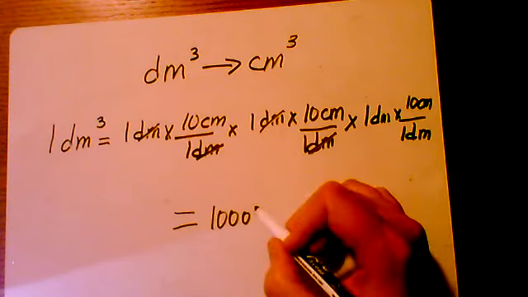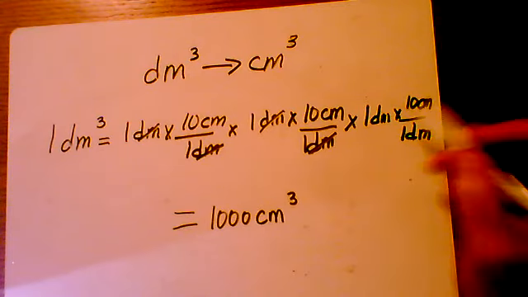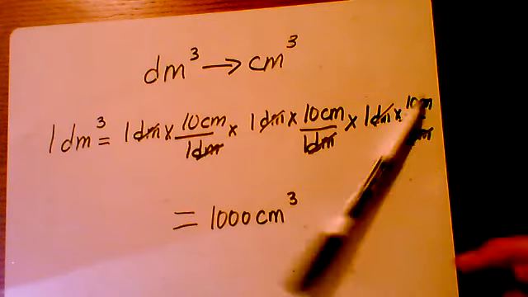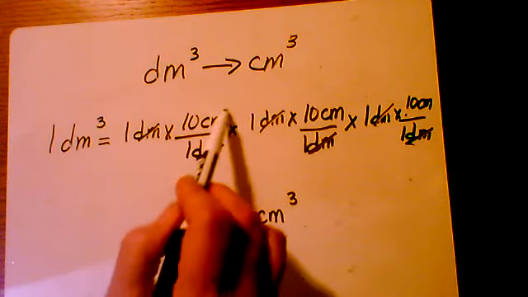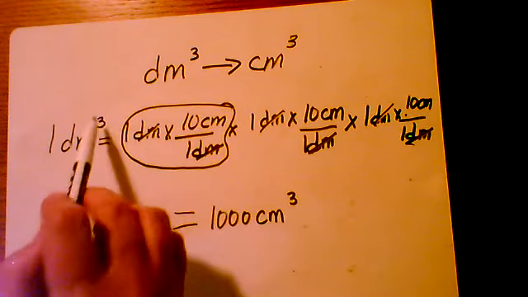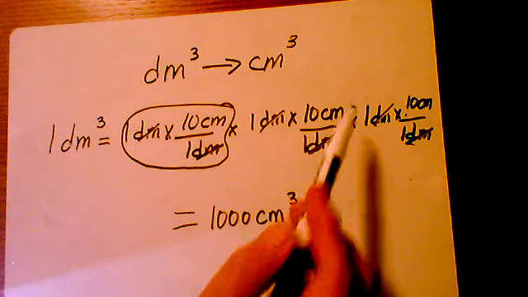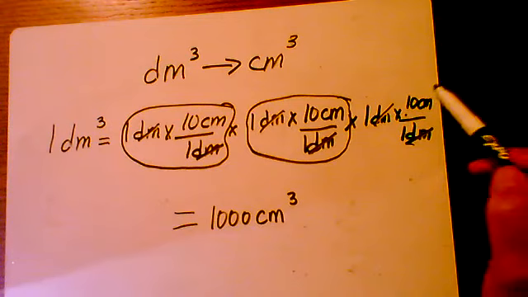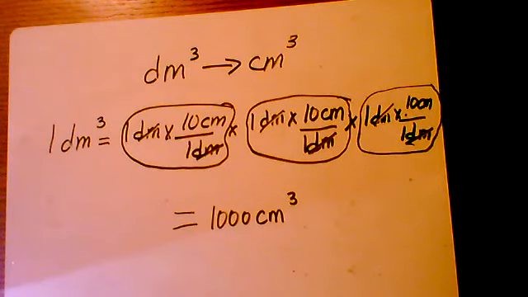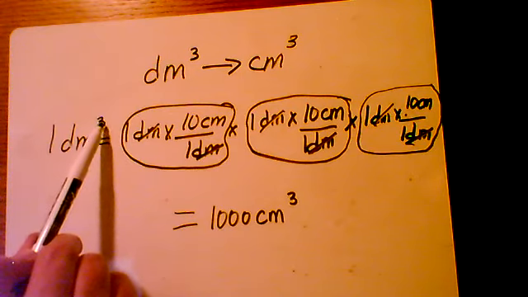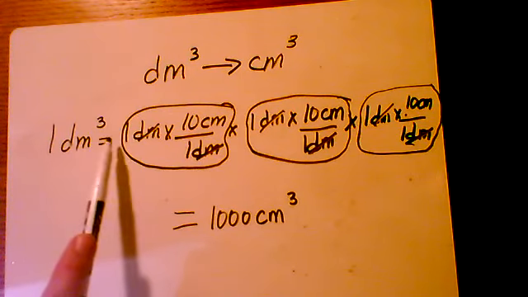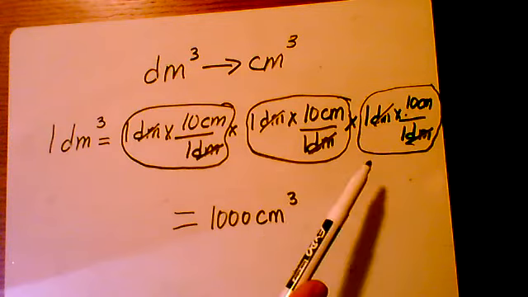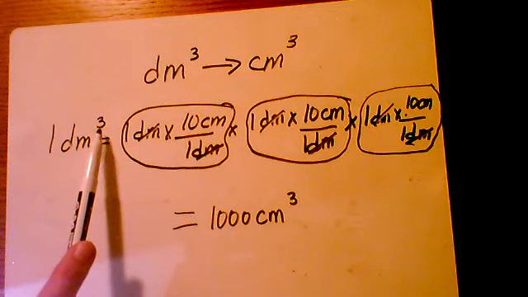1,000 cubic centimeters. So you may be wondering, okay, I don't really understand why we're doing it so many times. What we're doing is, this here represents one. The next one would represent it if it was squared. And the third one is standing in for the cube. So we have to do this factoring process three times because it's cubic decimeters.